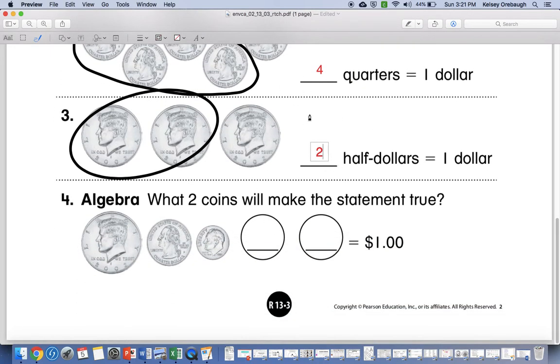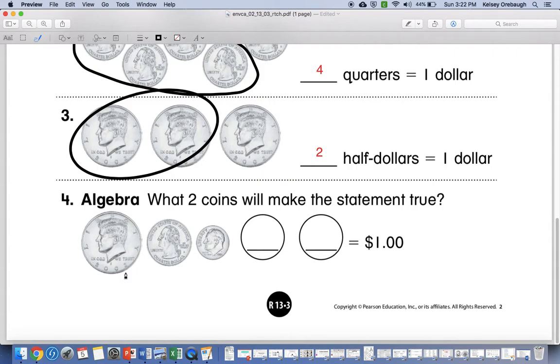All right, and last one, number 4. What 2 coins will make this statement true? So we see we have 3 coins that they've provided for us here, and we need to come up with 2 more coins that when you add all of this up together, you will have $1. How much is $1 worth? 100 cents. Okay, so we need to come up with 2 more coins that will make this statement true. So we will have 100 cents in all, or $1.